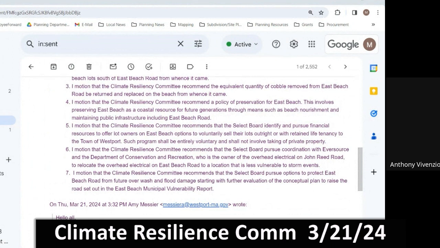I also think that the property owners have the ability to sell their properties on the open market, which happens from time to time, and particularly following storms. So those options are available to them.